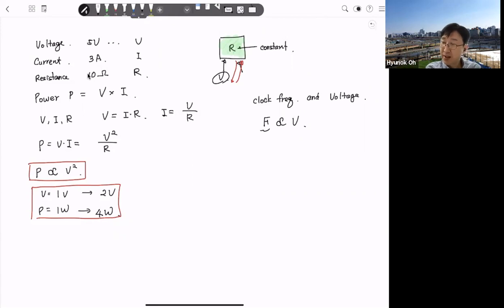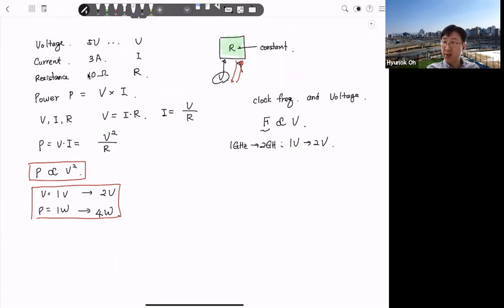So if voltage is increasing from 1 volt to 2 volts, then the clock period can be reduced to half. So frequency will be like, a 1 gigahertz processor can be 2 gigahertz. So if we are increasing the voltage, then we can increase the clock frequency also. It's proportional.